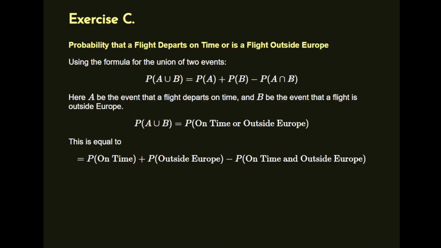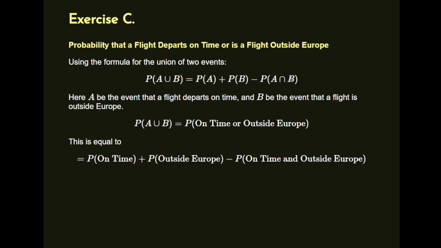Essentially, what we use is the formula for the union of two events. So the probability of A union B is equal to the probability of A plus the probability of B minus the probability of A intersection B. So we have the union symbol there and the intersection symbol. You should get to know them.